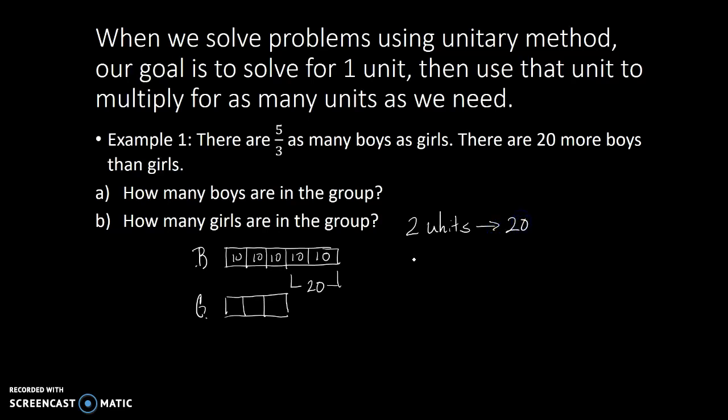is 20, and remember our goal in unitary method is to first solve for 1 unit. So 1 unit equals 20 divided by 2, which equals 10. And then to use that unit to solve for the question. So first we're going to solve for boys. So they had 5 units, so 5 units equals 10 times 5, which equals 50 boys.